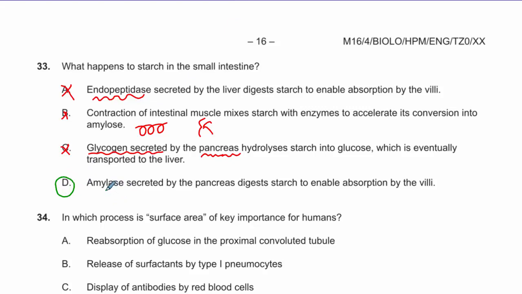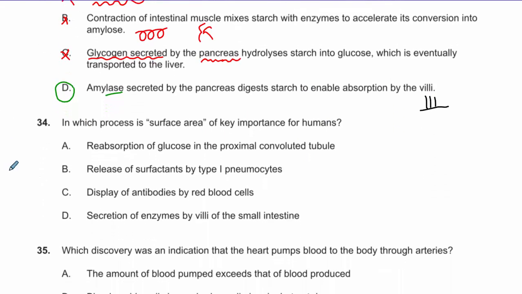Amylase, that's an enzyme. Look at the ase ending. Secreted by the pancreas. Yes, the pancreas releases a lot of digestive enzymes. Digest starch. Yes, to enable absorption by the villi. So the villi create the large surface of the small intestine, but they can only absorb monomers, and the amylase enzyme helps with that. So yes, that's correct.